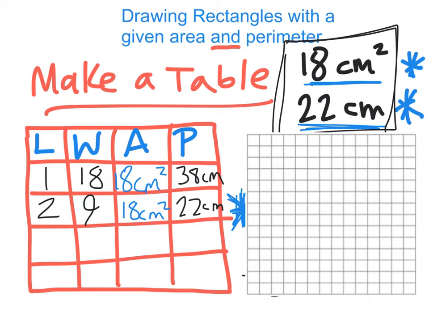So now I have my grid paper, and I'm going to neatly, with a ruler of course, if I were you, draw 2 centimeters long, 9 centimeters wide, and there's our rectangle, and I'm going to label it 2 by 9. And that's our rectangle that meets the criteria. It has an area of 18 centimeters squared and a perimeter of 22 centimeters. Excellent. Let's do one more example together.